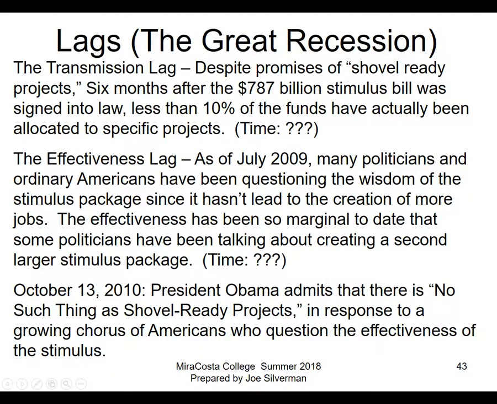All right, what about the transmission lag? Six months, or even a year later, well, six months, only about 10% of the money had been allocated to specific projects. A lot of people were saying, okay, what's going on? A lot of people in 2009, 2010 were saying, well, what's going on? How come it doesn't seem like this is having much of an impact?